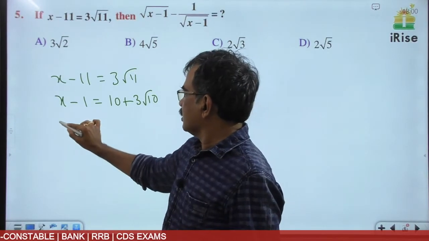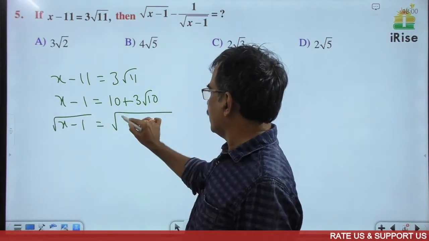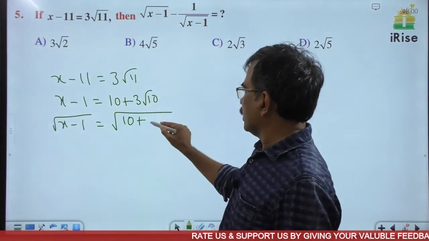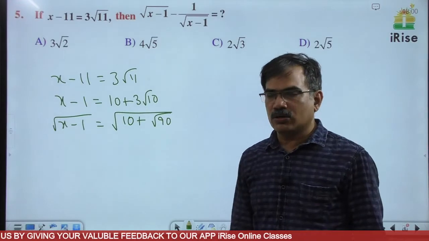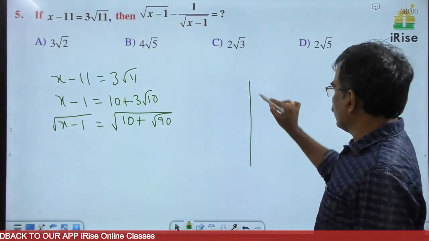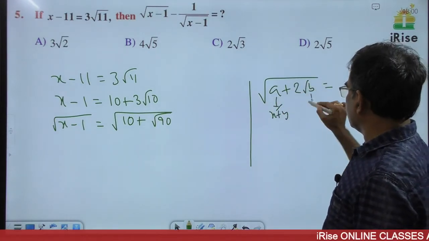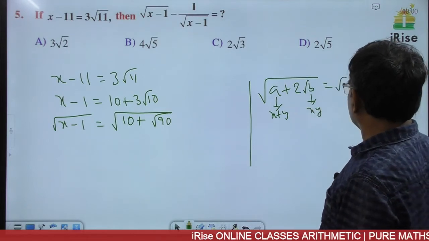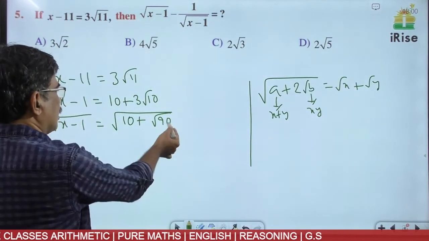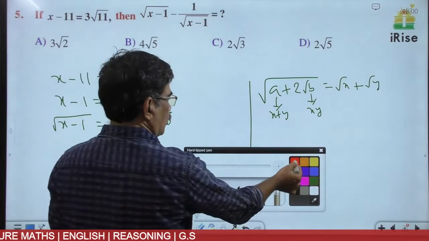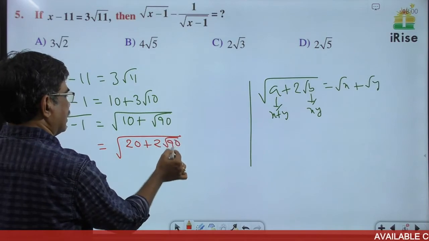Next, this is x minus 1. Root of x minus 1 is equal to root of 10 plus 3 root 11; if you transfer the 3 to the root, it becomes root of 99. Okay, so how to find the square root of such a number? Actually, I have given a formula. If a plus 2 root b, where a is x plus y and b is x into y, then this is nothing but root x plus root y. This is the method of finding the square root. But this is not in the form of 2 root b, therefore I want to multiply it by 2. So this can be written as root of 20 plus 2 root 99 by 2.